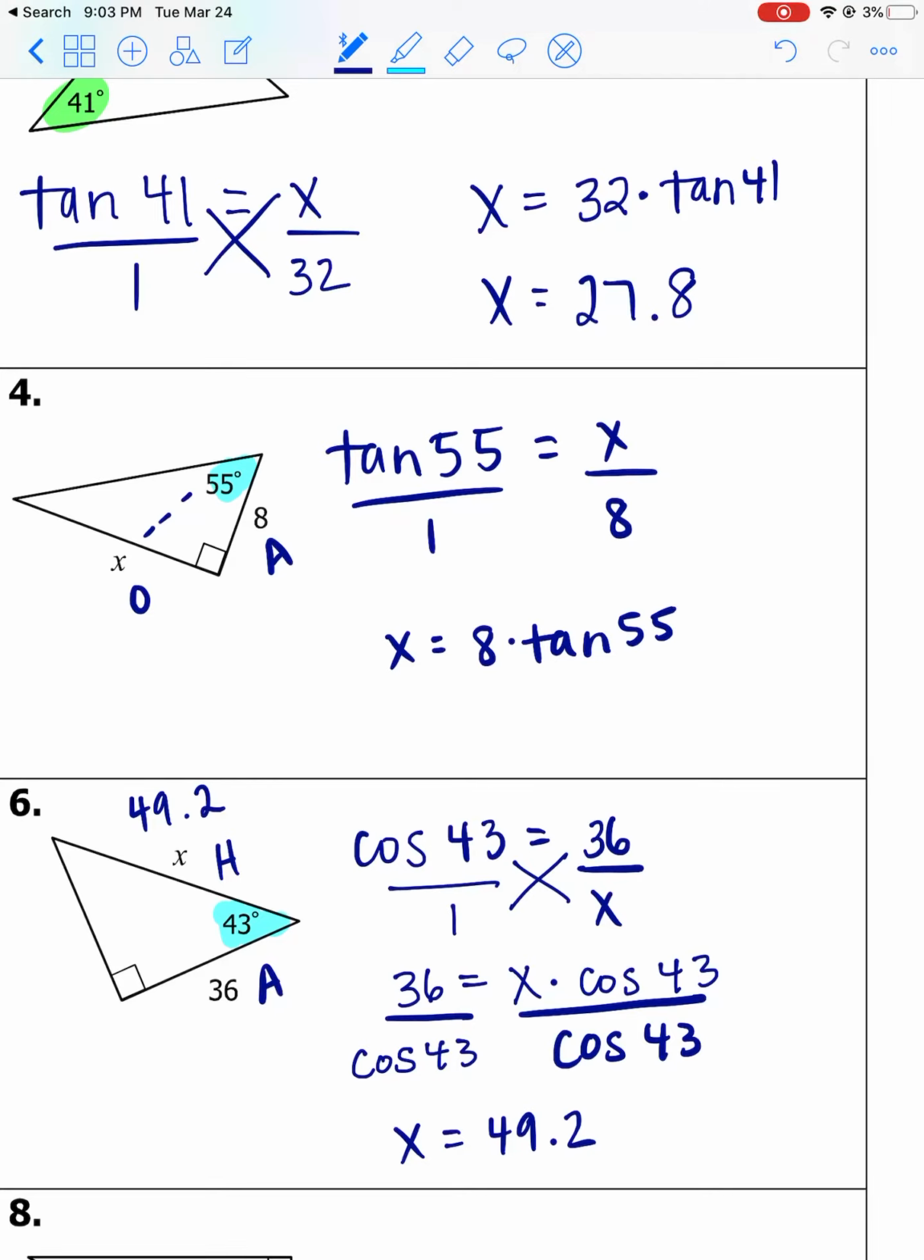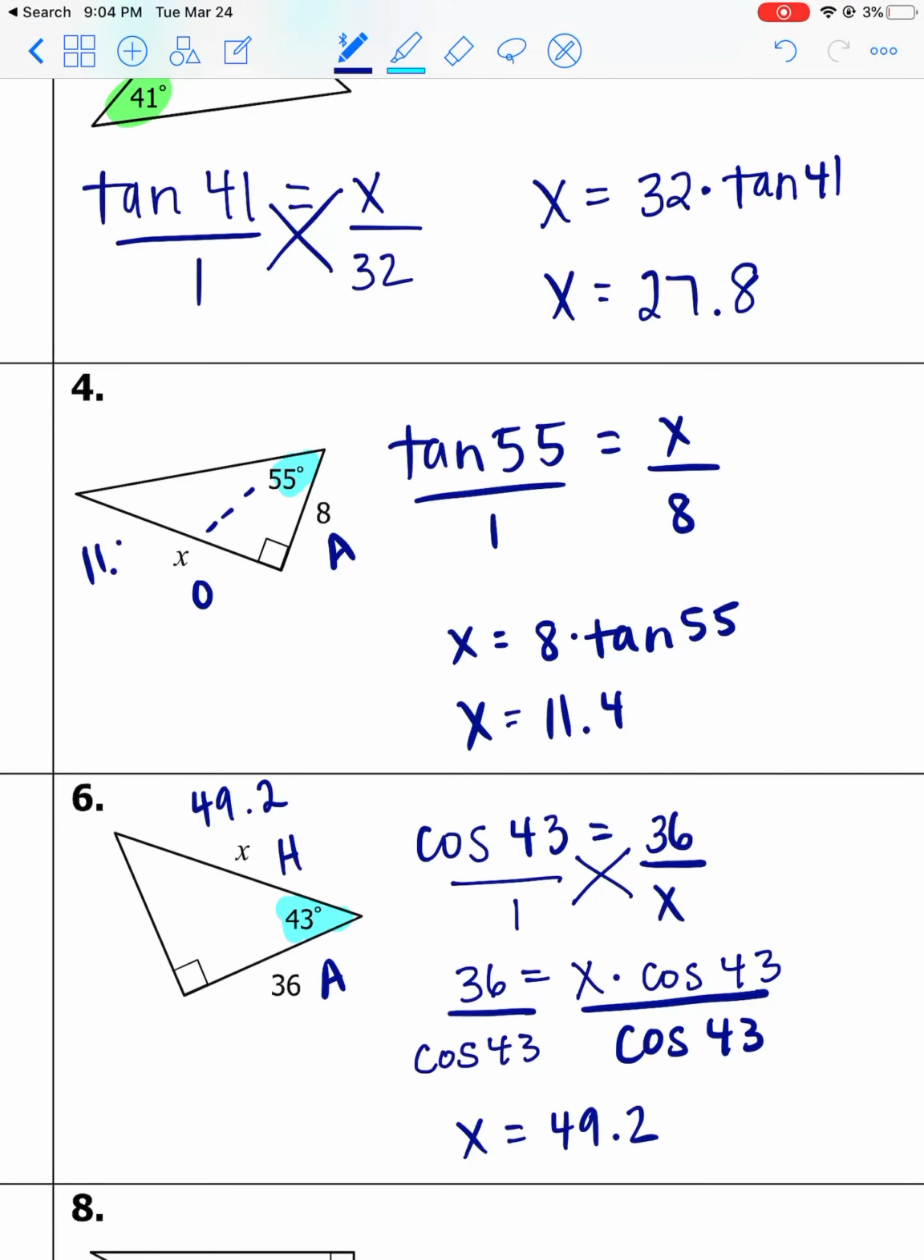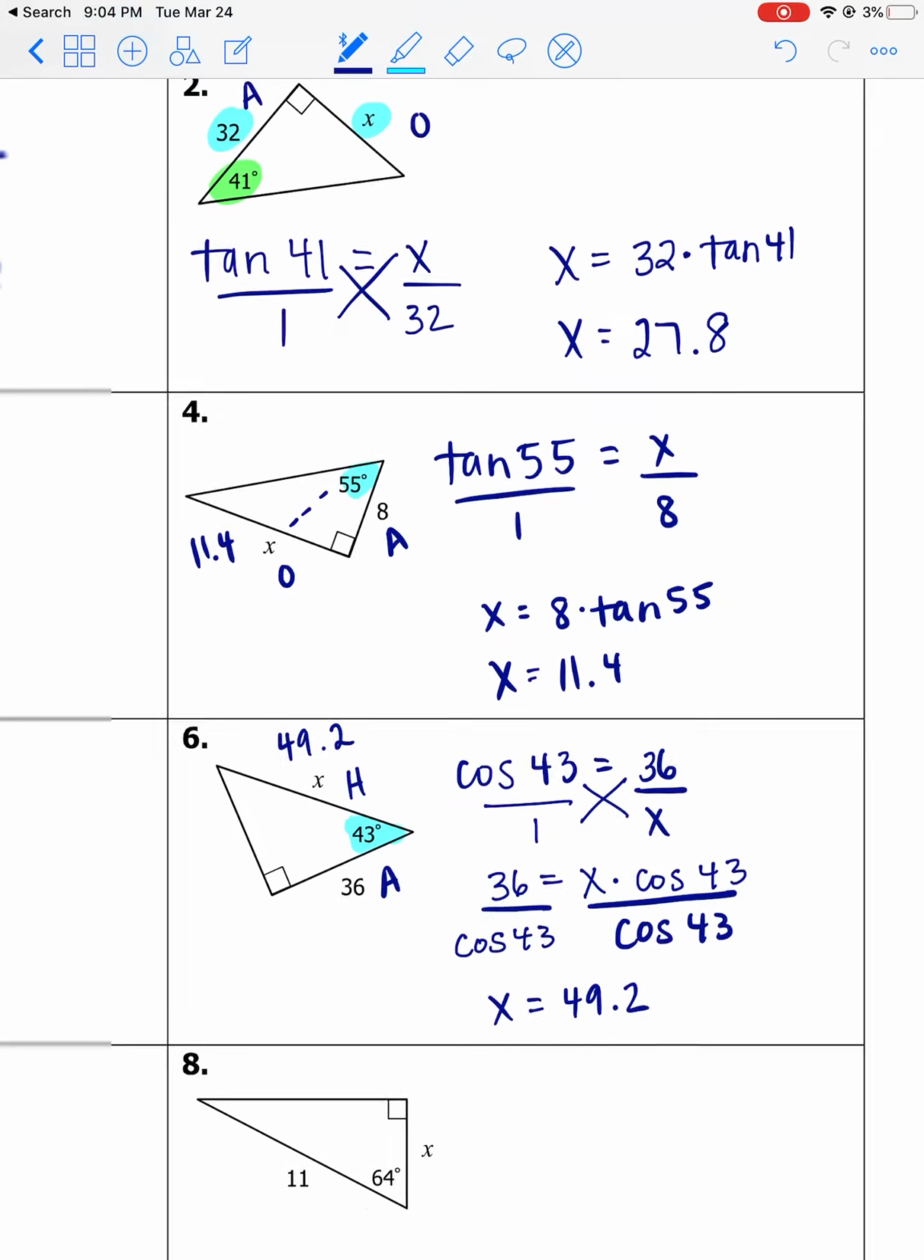And I'm also uploading a quick little calculator tutorial for you. So make sure you're watching that if you are having any issues with using your calculator. And x equals 11.4. We really need to make sure we're checking for reasonableness here. We don't have our hypotenuse, so we're not comparing to it, but if one of our legs is 8, it makes sense. The other one's 11.4. That's not a ridiculous answer.